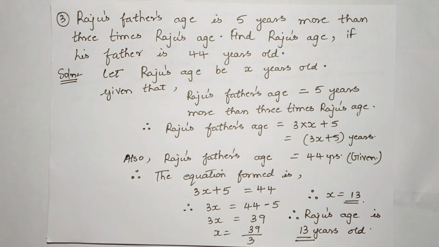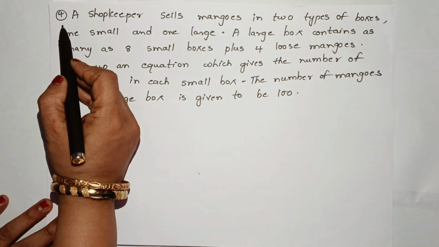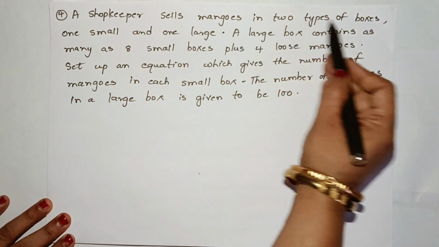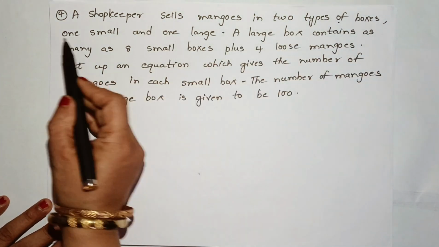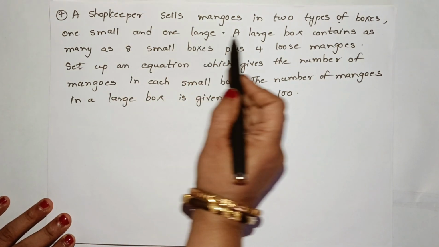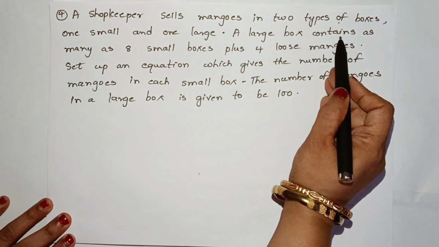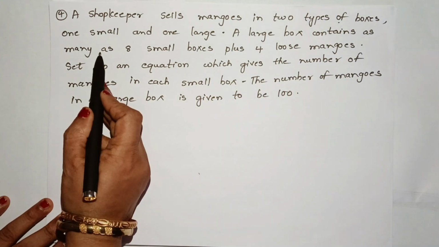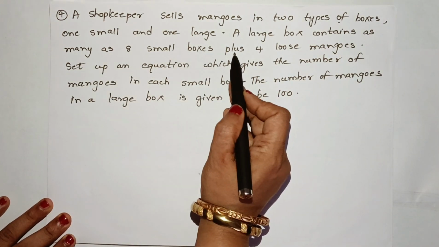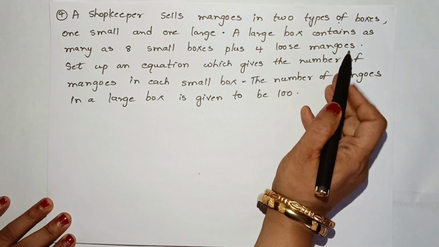Now let's switch to next question. Question 4. A shopkeeper sells mangoes in two types of boxes. One is small, the other one is large. A large box contains as many as 8 small boxes plus 4 loose mangoes.